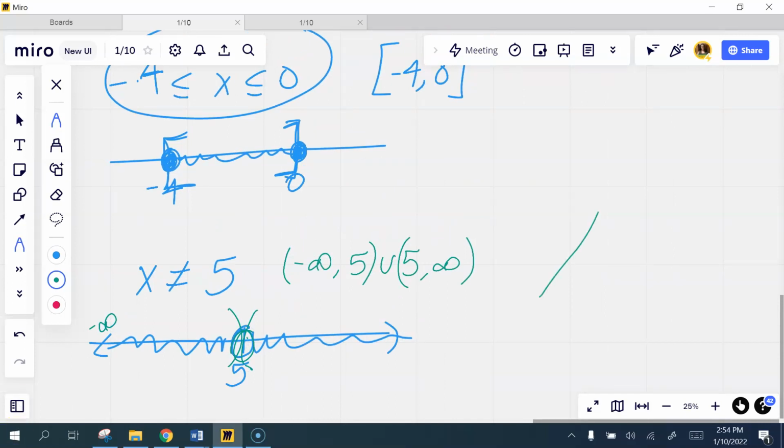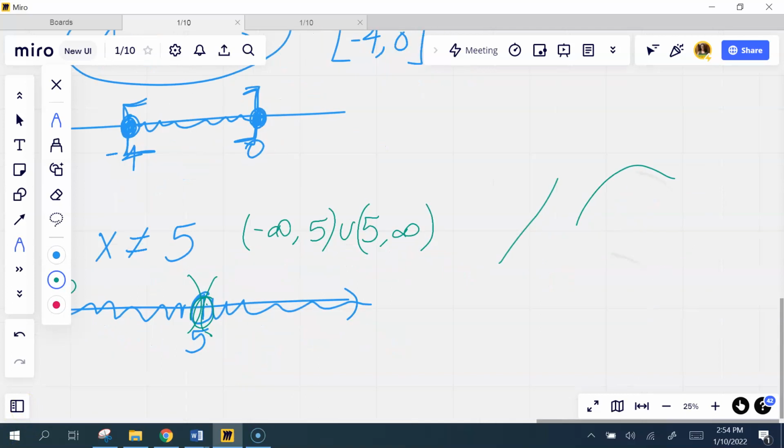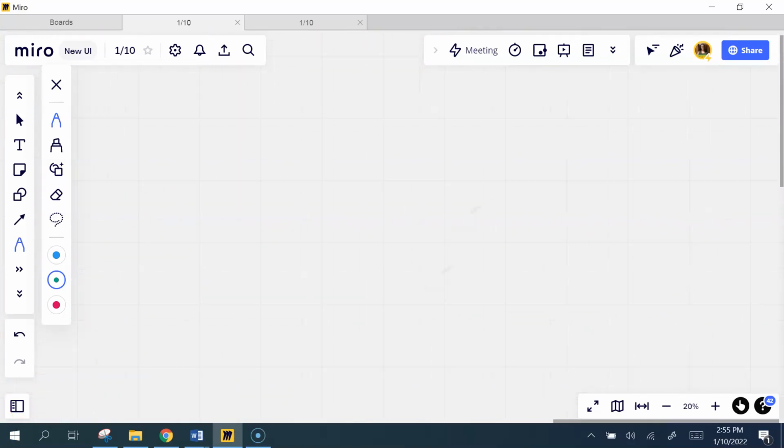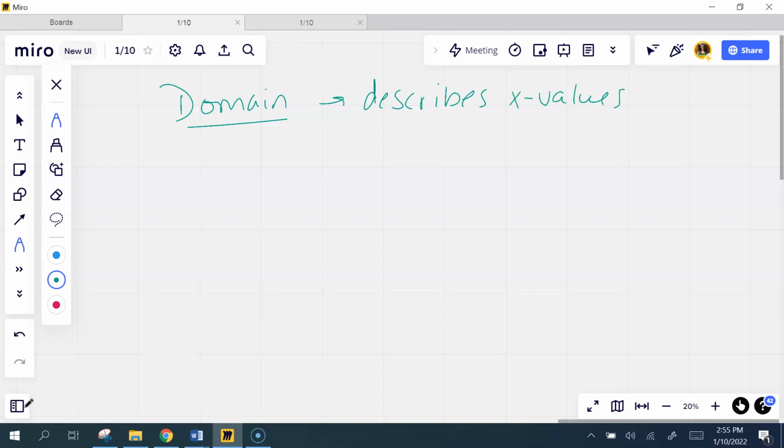We have talked about domain and range of functions using this new interval notation that we just learned. So remember, when we talked about this, domain describes x values, whereas range describes the y values. Okay.